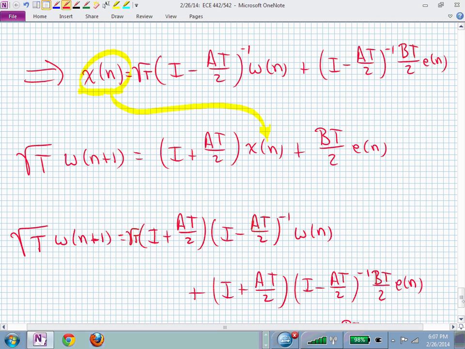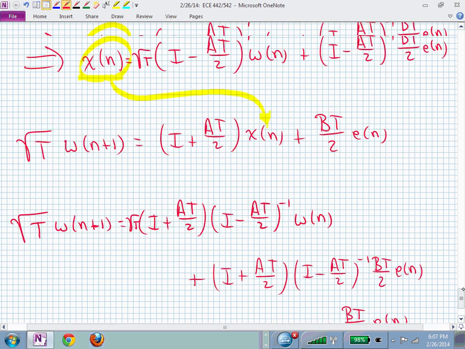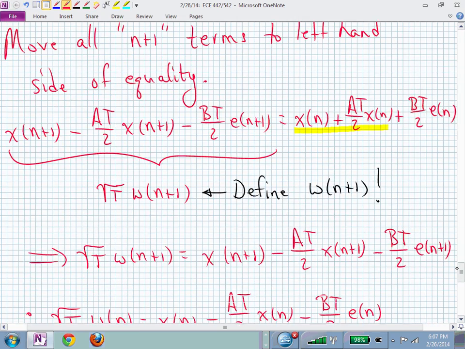So now, did I just miss a square root of t? I have x of n is square root of t, I plus or minus at over 2, inverse, w of n. That goes in here, right here. So I'm using this equation right here. Square root of t, w of n plus 1, is equal to these three terms.